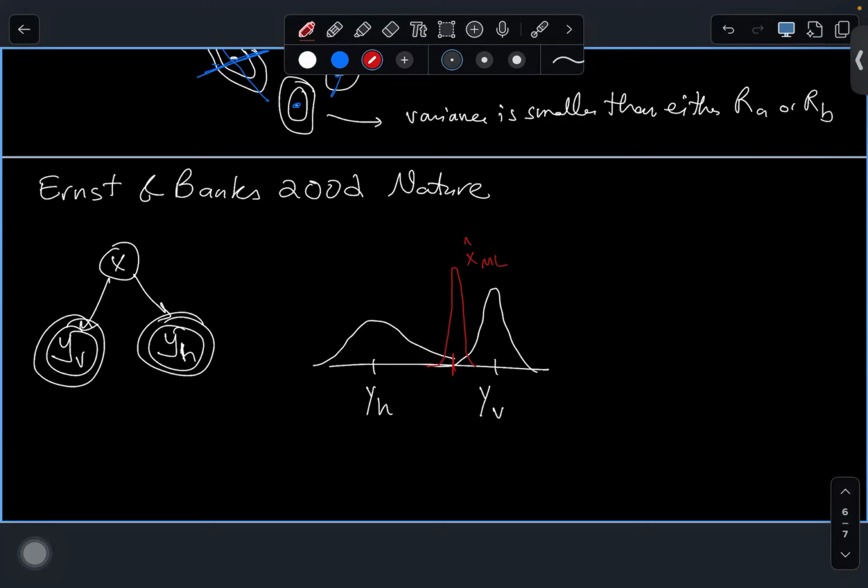So you notice two things. First, my estimate of X hat is closer to YV than it is to YH. Second, you notice that the variance of X hat ML is smaller than either of those two. So my certainty about the actual size of this object is better if I could see it and I could feel it than either of those two by itself. Does that make sense?